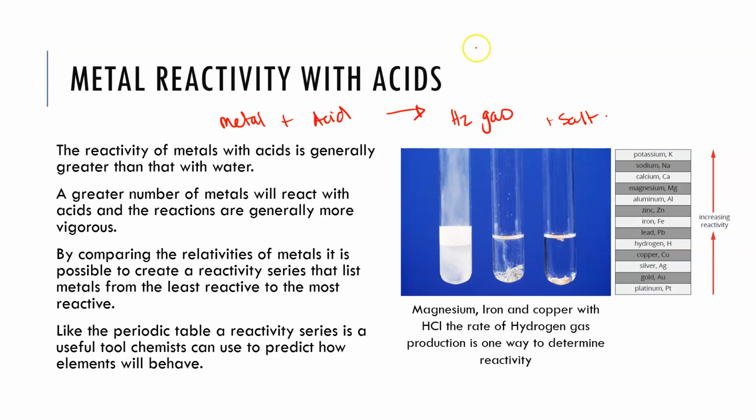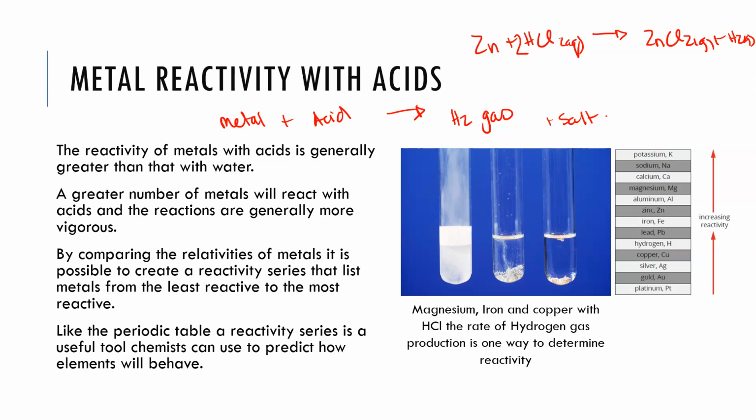Okay, so if we add zinc with HCl, we will get zinc chloride and hydrogen gas. And of course that will take 2 lots of HCl to balance out to give us the appropriate balanced equation. So a greater number of metals will react with acids than water, and by comparing their relative reactivities of metals, it's possible to create what we call a reactivity series.